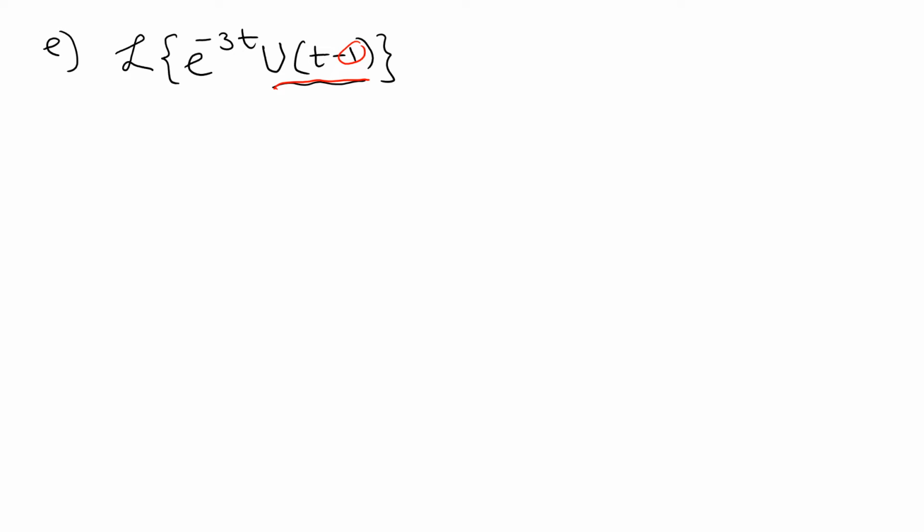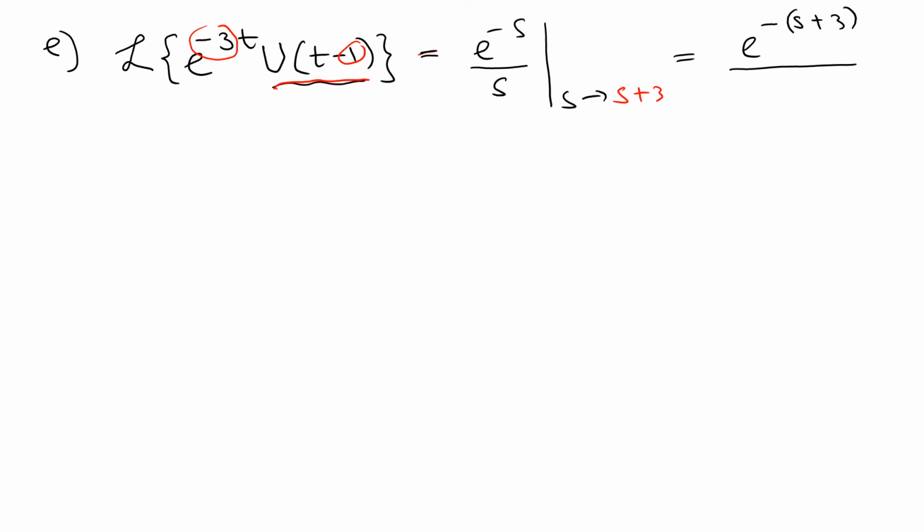In this case a is 1, so using the property, it is e to the minus s over s. That's the Laplace transform of the unit function, and then you replace each s. Here a is negative 3, so you replace s by s plus 3. So the answer is e to the minus (s plus 3), you need a parenthesis there, over s plus 3. That's the answer you get.